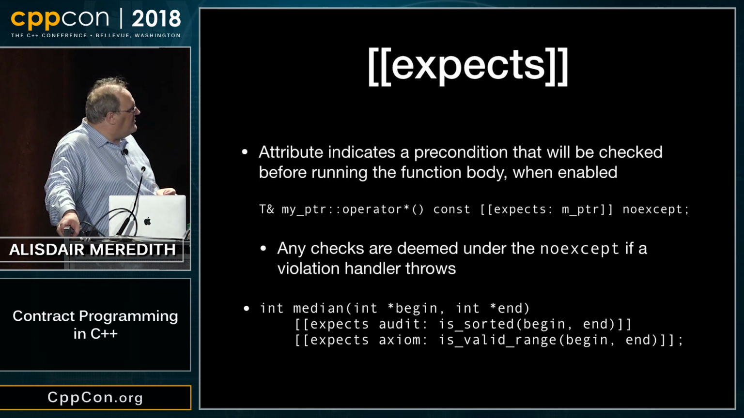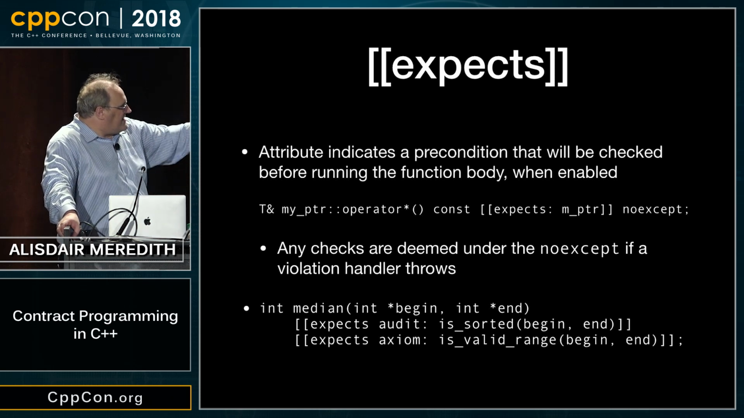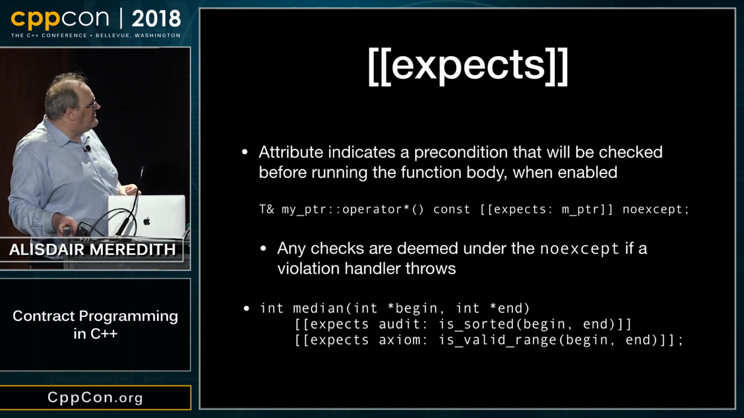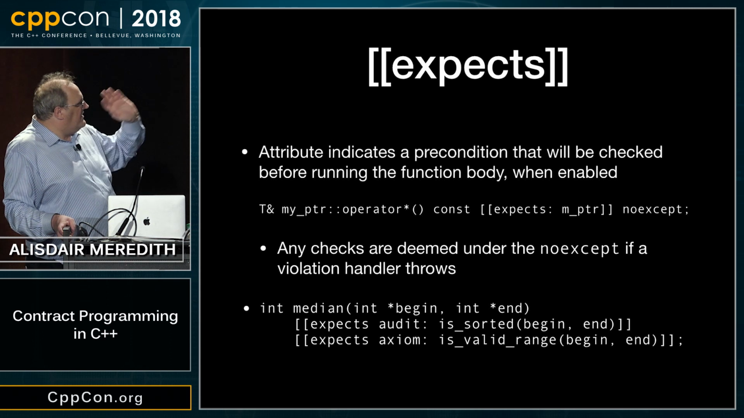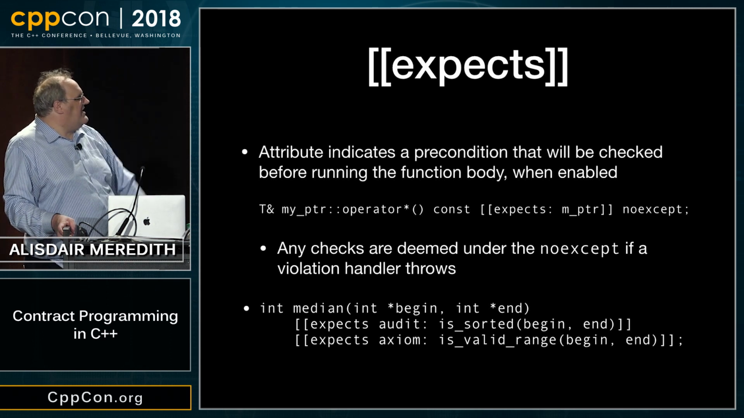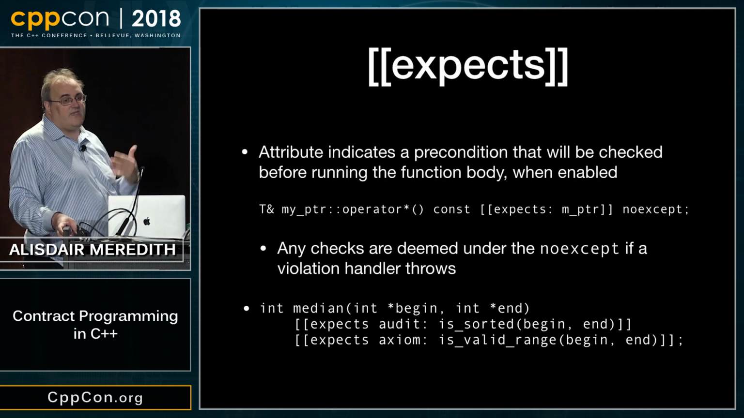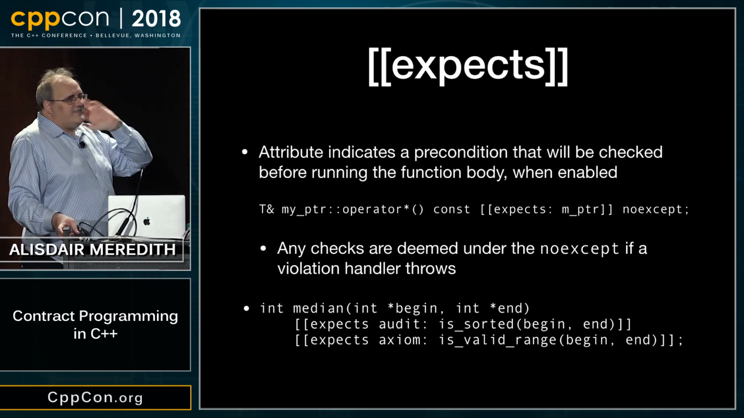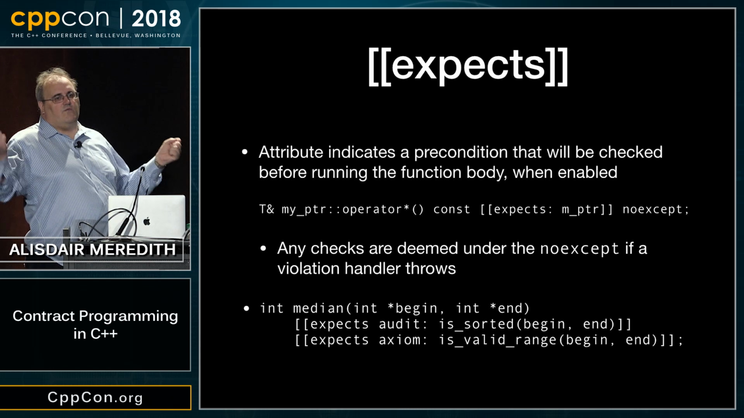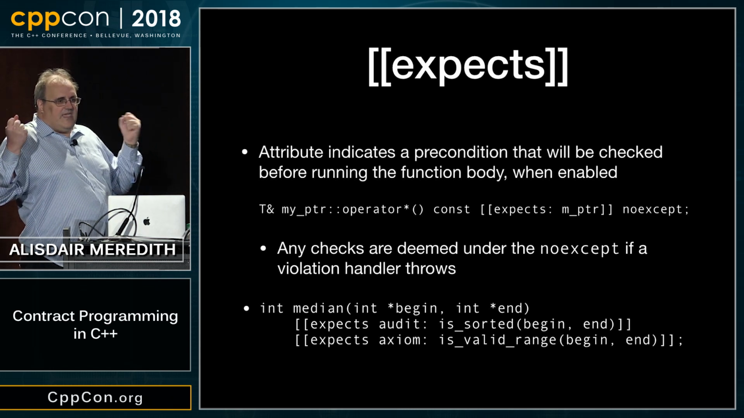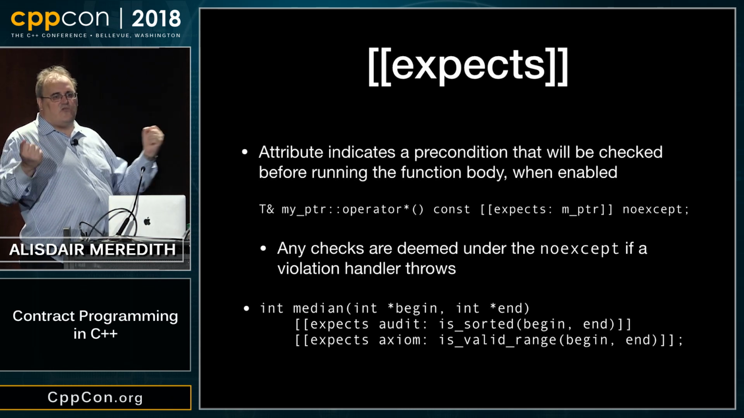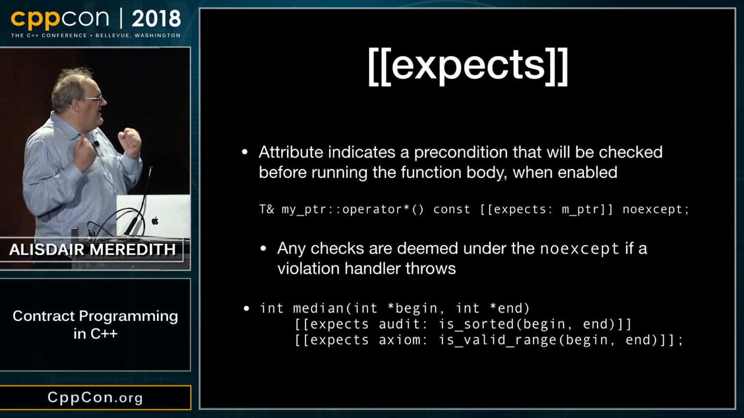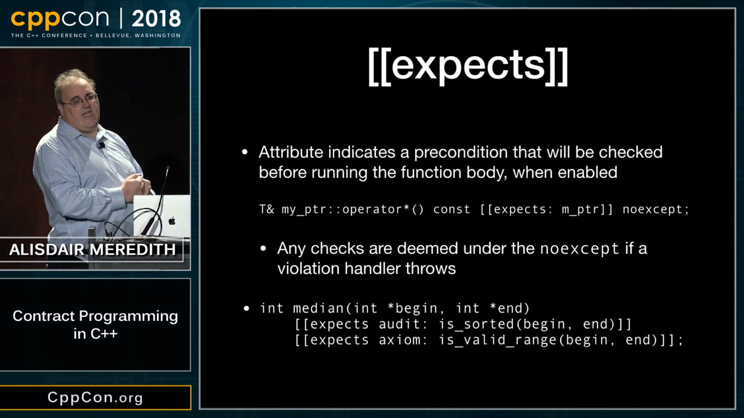An example of using some of the further attribute syntax for the audit and axiom, you can see this is where they drop into the syntax for does my median is sorted, which is something I'd want running at an audit level because that's quite expensive. But a generic, is this a valid range, and knowing I've got two valid pointers is not something I can ever really expect true runtime code to evaluate and give me a correct answer for. But it is something I would still like to assert with an axiom.